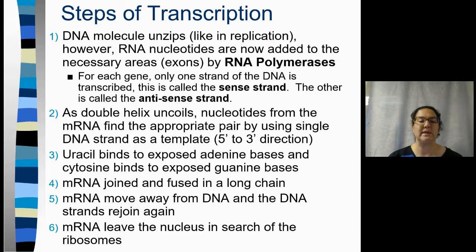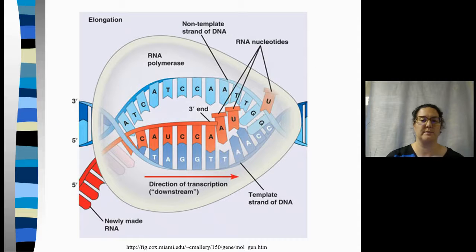As the DNA double helix uncoils, nucleotides from the mRNA find their appropriate, complementary pair, using the DNA as a template. And again, we're going to go in that 5' to 3' continuous direction. Uracil is going to bind to the exposed adenine bases, and cytosine binds to the exposed guanine bases, and vice versa. So the mRNA now will be joined with the RNA polymerase and fused into a long chain. Then in its single-stranded form, it's going to move away from the DNA, and the DNA will rejoin its hydrogen bases. The mRNA is going to leave the nucleus in search of ribosomes.